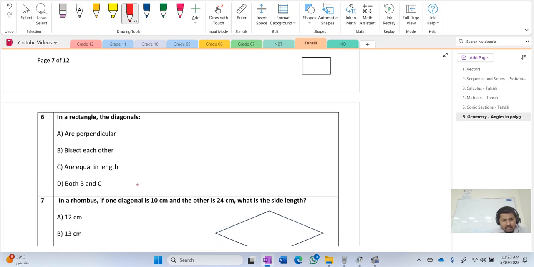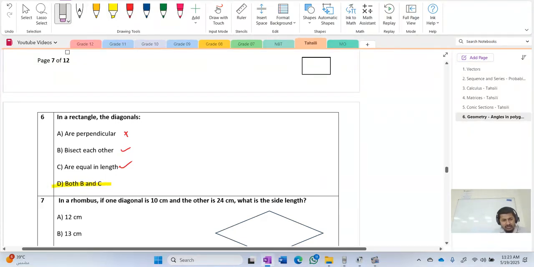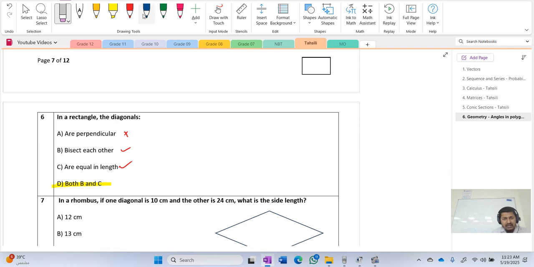So in which type of parallelograms are the diagonals perpendicular? Diagonals are perpendicular only in a square and a rhombus. Only in a square or rhombus are the diagonals perpendicular in a parallelogram. Also in a kite, the diagonals are perpendicular. But now they're talking about a rectangle. In rectangles, the diagonals are not perpendicular.